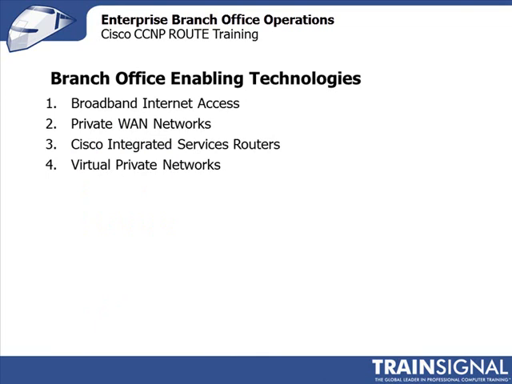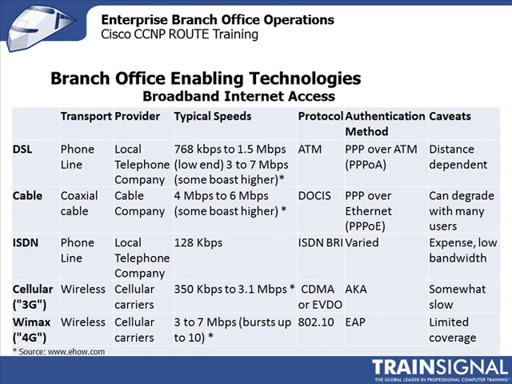Obviously, having considered the different sizes and types of branch offices that we talked about, there are also a variety of technologies that enable branch offices to function at their fullest capacity. So we want to look a little bit at these technologies, and they're going to involve broadband internet access in many cases. In some cases, private wide area networks, Cisco integrated services routers to some substantial degree, and then virtual private networks.